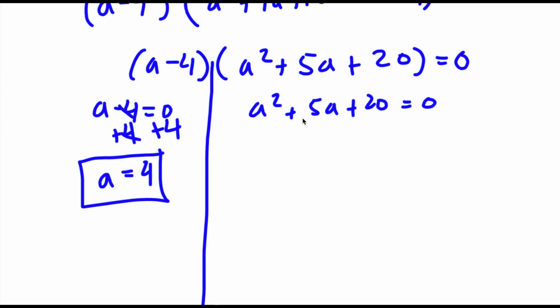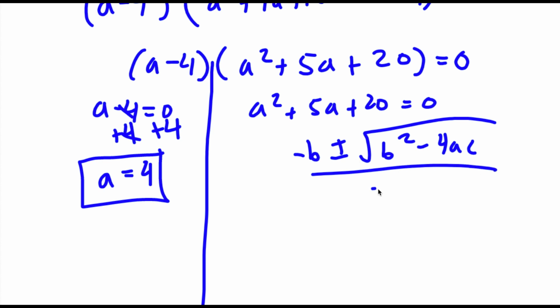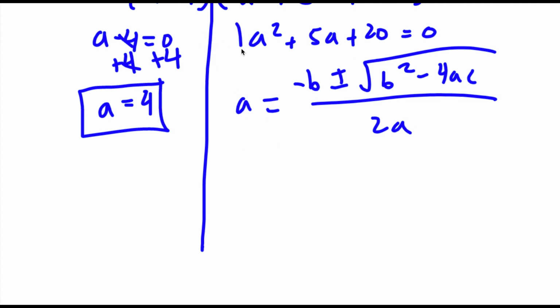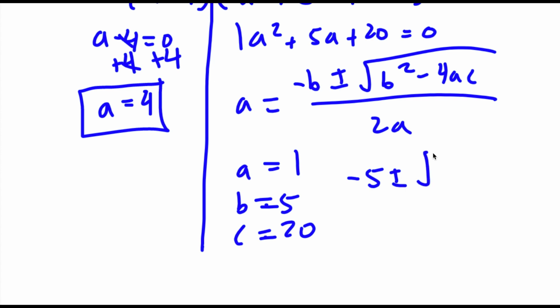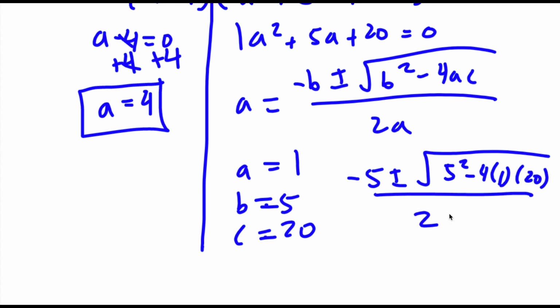Now for a squared plus 5a plus 20 equals 0, I'm going to be using the quadratic formula: negative b plus or minus the square root of b squared minus 4ac all over 2a. Now in this case, a is equal to 1, b is equal to 5, and c is equal to 20. So now this would give me negative 5 plus or minus the square root of just normal 5 squared minus 4 times 1 times 20, all over 2a, so 2 times 1.